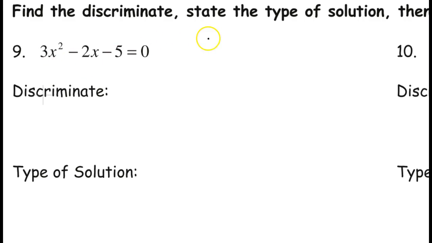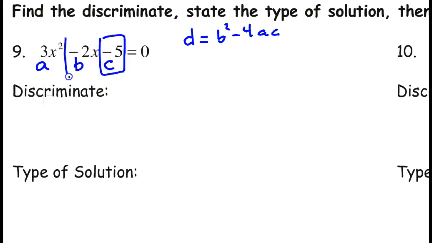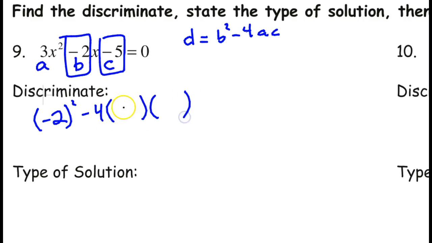Okay, so again, if you want to, you can always write it down. D is just b squared minus 4ac. Right, so the discriminant here, this is a 3, negative 2 for b, negative 5 for c. Don't forget those negative signs. Those are part of the number. So my discriminant will be negative 2 squared minus 4 times a times c. So a is 3 and c is negative 5.